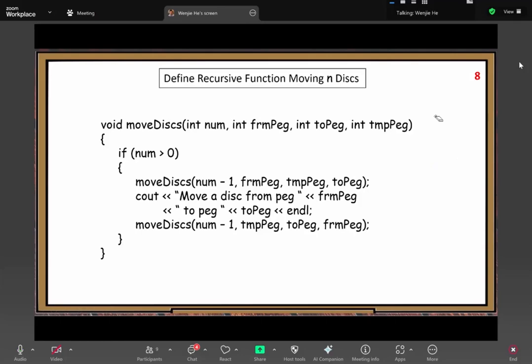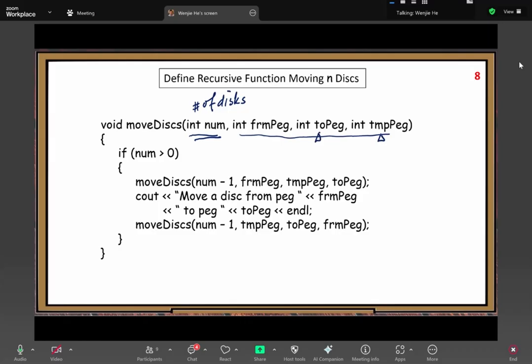We need 4 parameters. The first parameter is the number of disks. Then 3 integer numbers, we just use 1, 2, 3: peg 1, peg 2, peg 3. The peg numbers we arrange in a special order. The first peg number is the beginning peg. Then the second peg number is the destination. The third peg is the temporary peg.